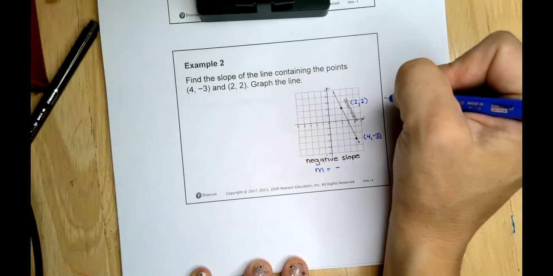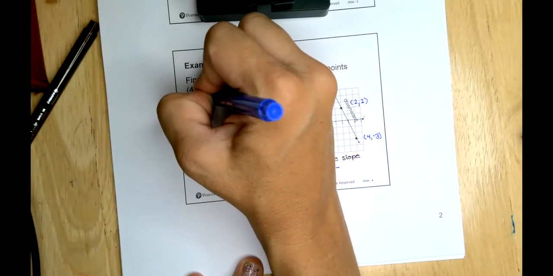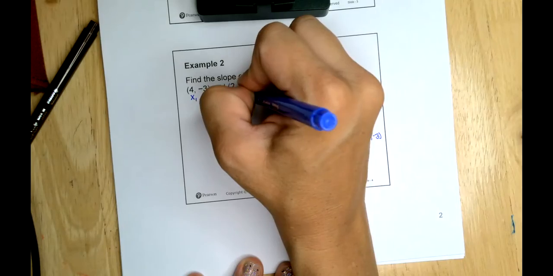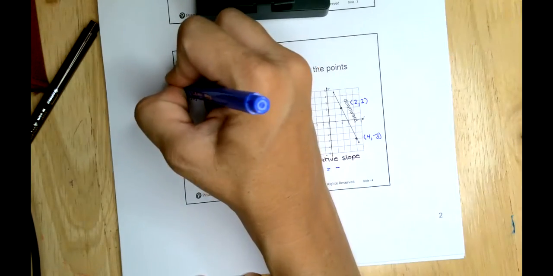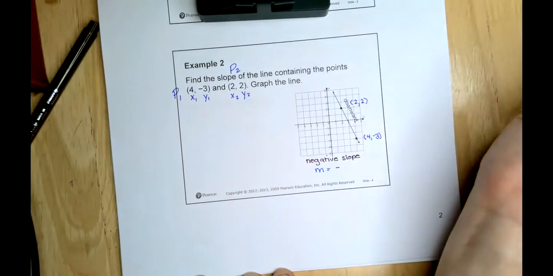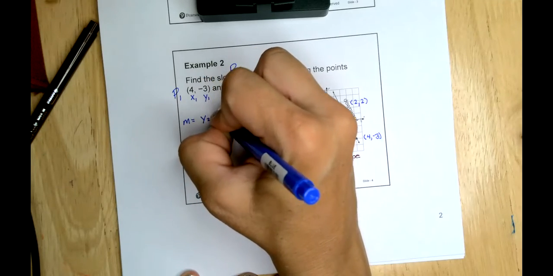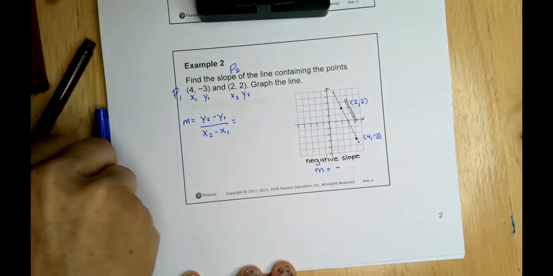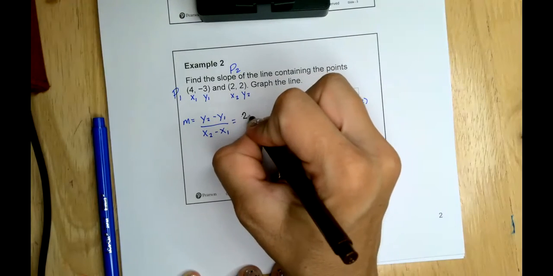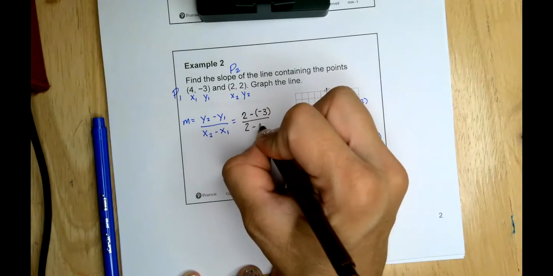We will call, what do you like? I guess this will just be x1, y1, x2, y2. You will not get a different answer if you make this point 1 and this point 2. All right. So M is y2 minus y1 over x2 minus x1. So that becomes 2 minus negative 3 over 2 minus 4.